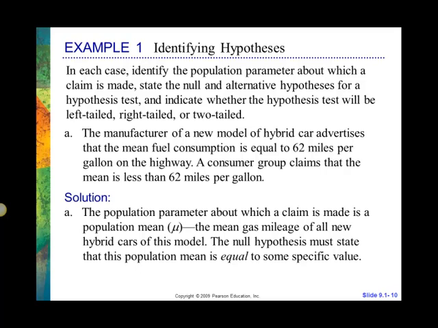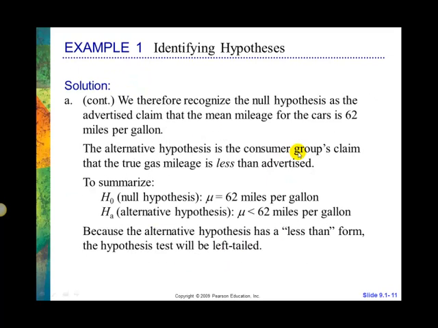And when we do our alternative, we're going to have to say whether it's going to be left, right, or two-tailed, depending on whether it's less than, greater than, or not equal to. So we have a manufacturer of a hybrid car, and they advertise that the fuel consumption is 62 miles per gallon on the highway. And the consumer group says that no, it's less than that. So they've made this one very easy for us. Our population parameter is mu, because we're not dealing with proportion, we're dealing with average. Okay, we have our mean value. So mu is equal to 62.